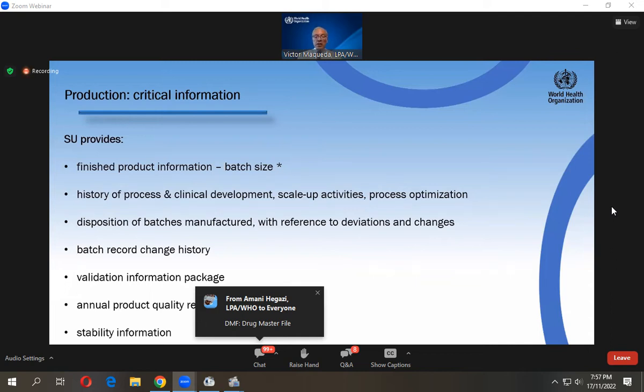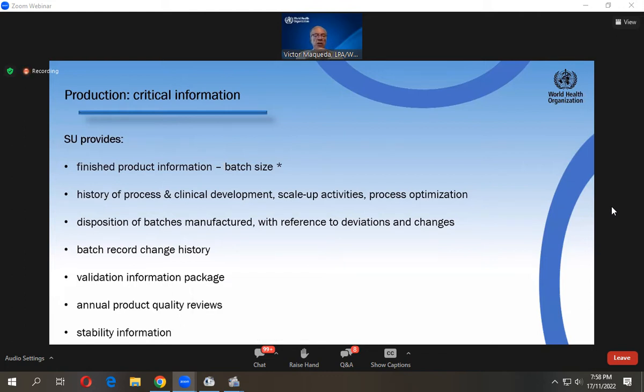What else does the sending unit provide? Of course, all the finished product information. For example, batch size. The asterisk next to batch size is because this batch size is mentioned in the new revision of the WHO TRS, as Dr. Dong mentioned. Then, of course, the history of process and clinical development, scale-up activities, and process optimization are important.